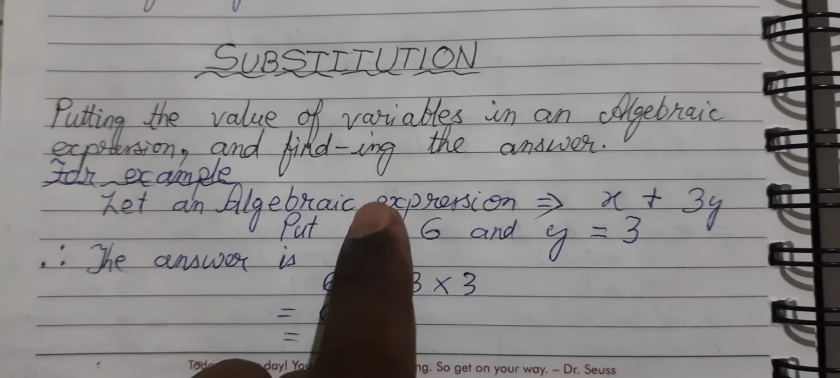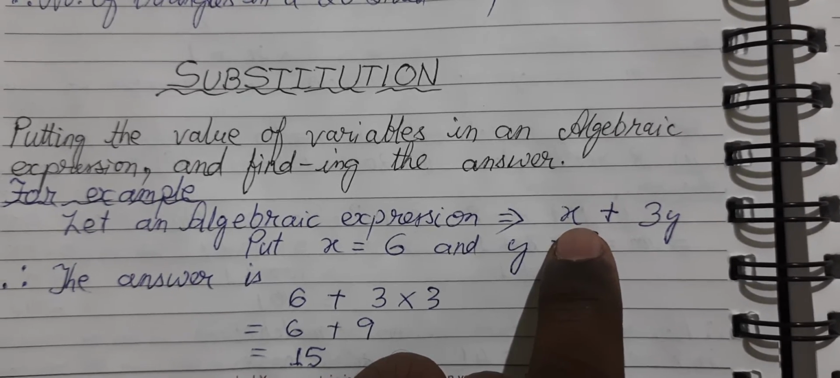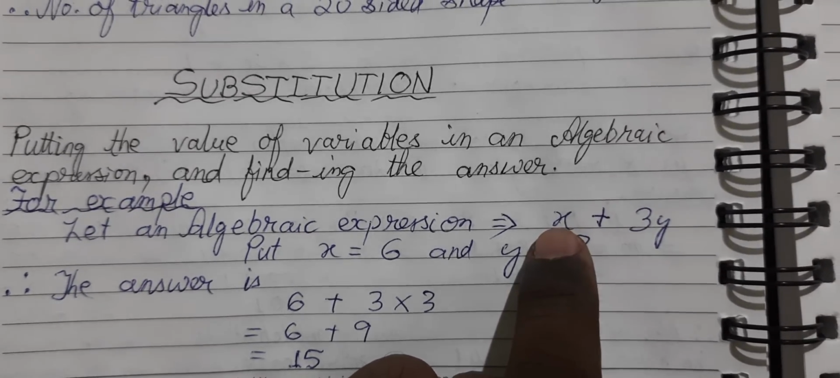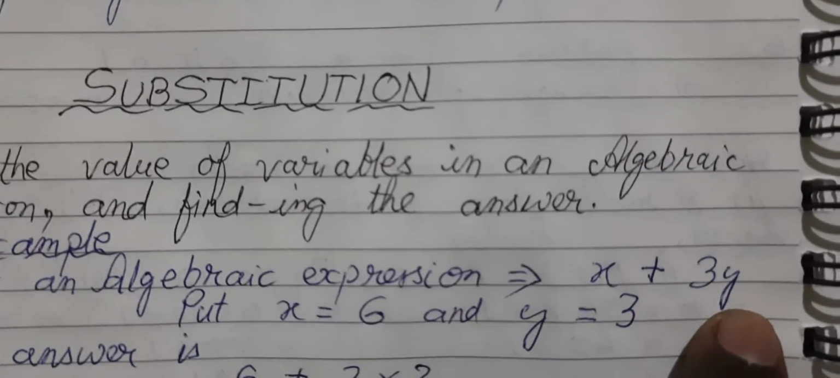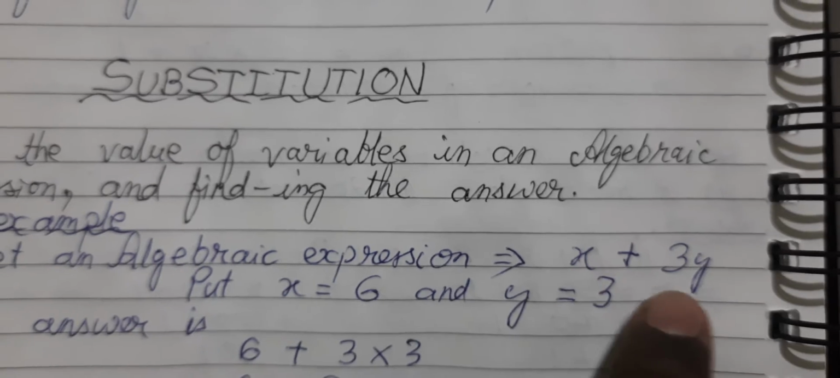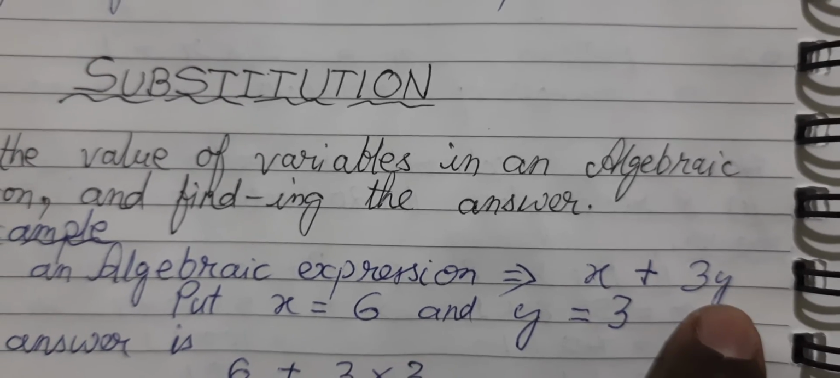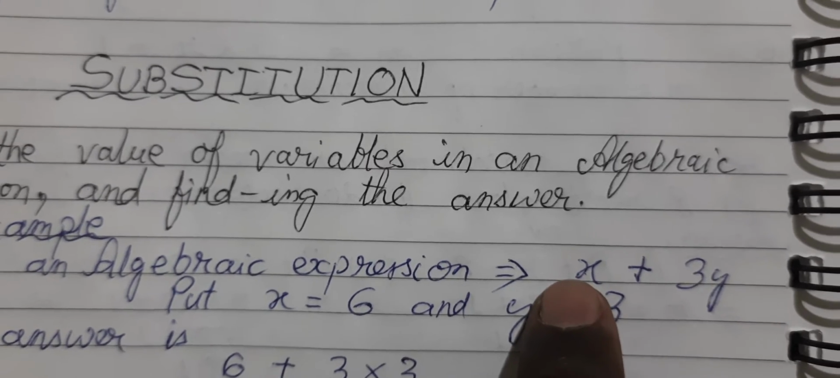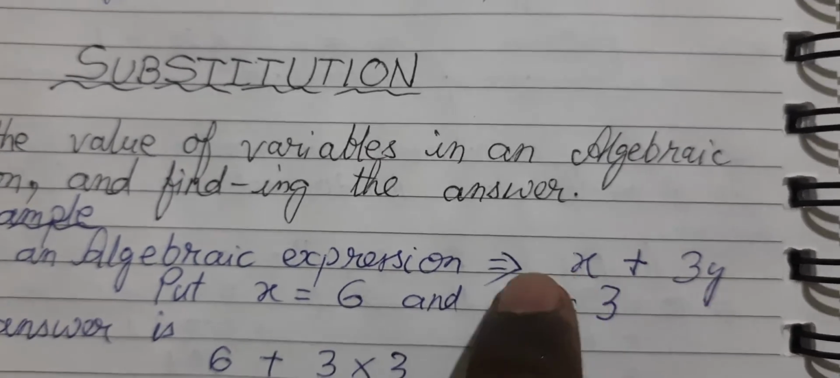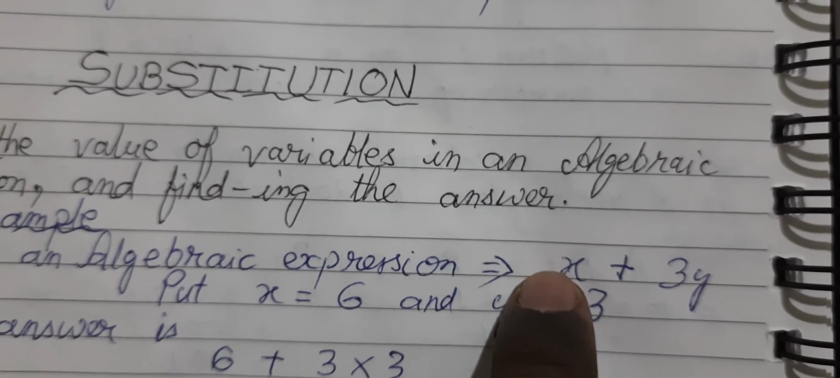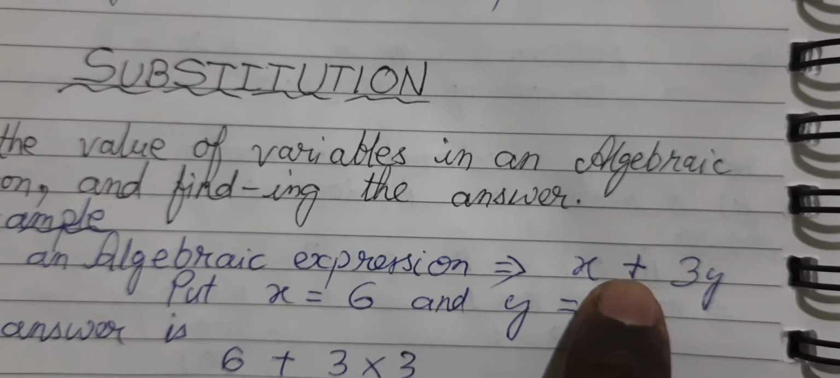Now, what is an algebraic expression? An algebraic expression is made up of constants and variables. X and Y are two variables in this. This is an algebraic expression, by the way: x plus 3y. We have in this the variables x and y. We have the constant 3, and in front of x nothing is there, which means 1 is there, separated by a plus sign.